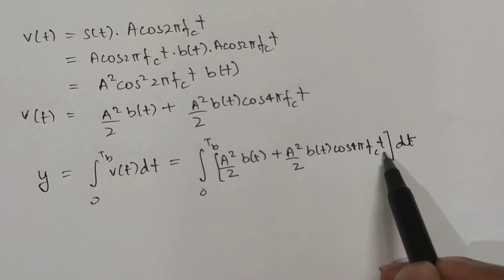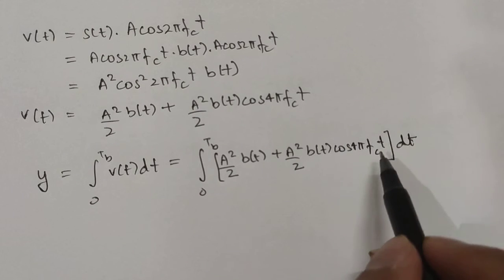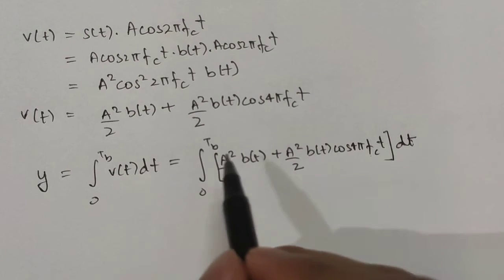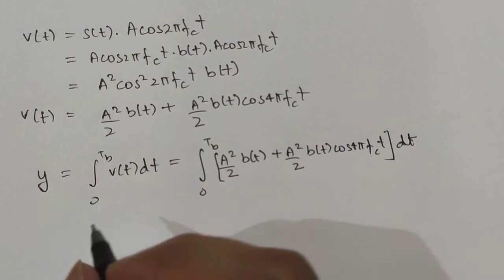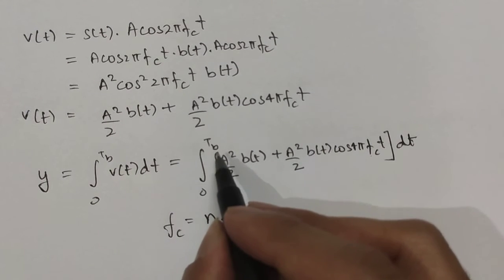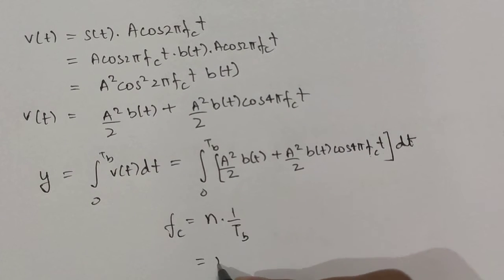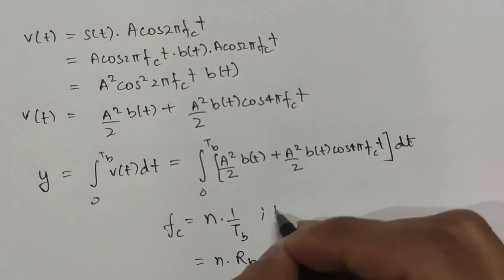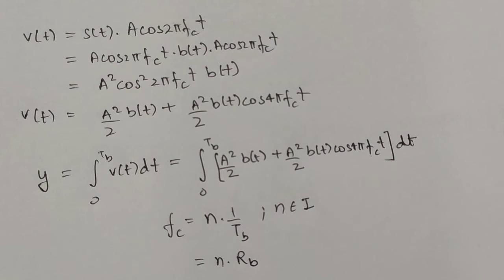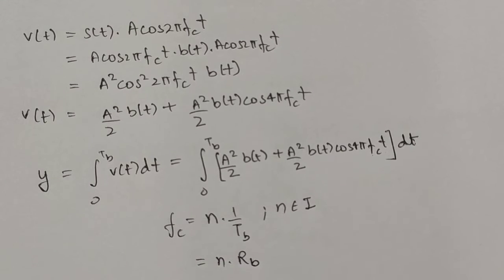This integral is going to be performed with respect to t, but there is an interesting thing to see: there is a relationship between the carrier frequency and the bit time period. The fc is given as n times the bit rate, 1 upon Tb, and 1 upon Tb was our bit rate, so n into Rb, where n is an integer. We should take some higher values like 10 and 20, not 1 and 2. Why so? We will see from here.